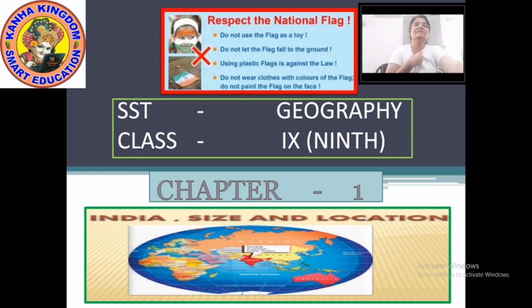Okay, congratulations, first of all. You all have now been promoted to standard 9th. So now please prepare yourself for 10th standard also from now onwards.